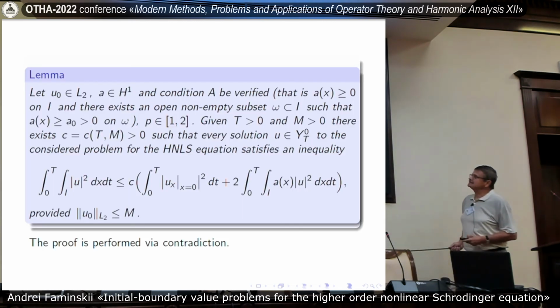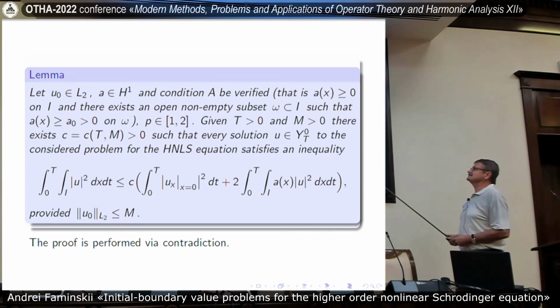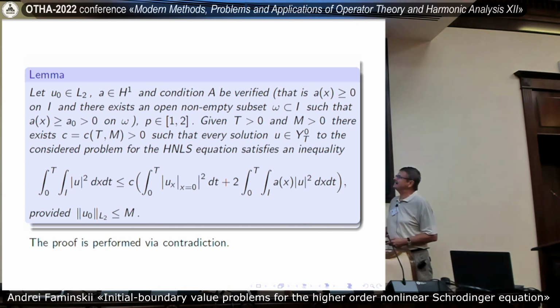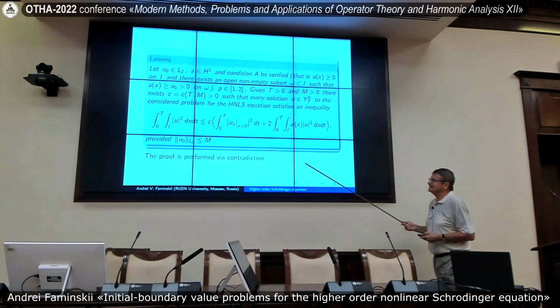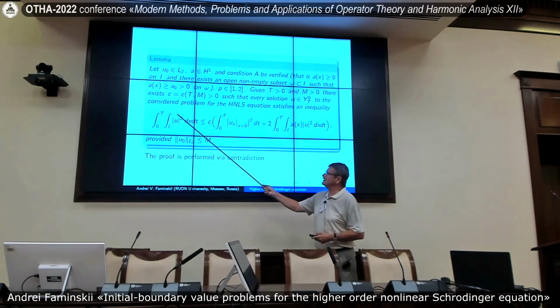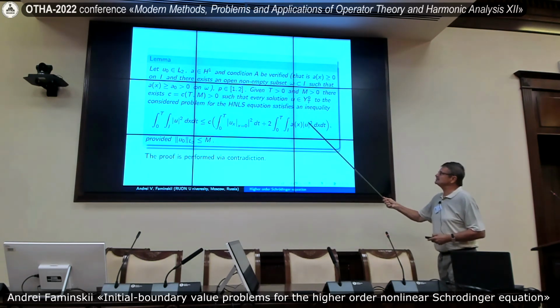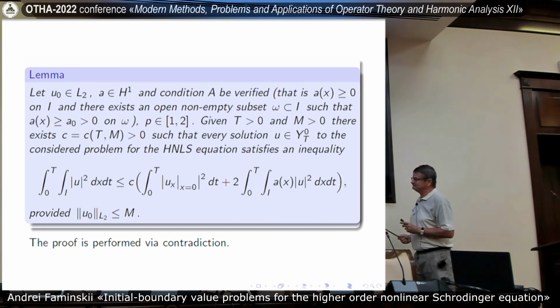After that, with the use of this unique continuation principle, the following Holmgren type inequality can be obtained, and this proof is performed by contradiction. Here again, this constant C cannot be evaluated explicitly. What is the main feature of this estimate? In the left-hand side, we have the integral over the whole rectangle. Here also, but with the function a, and function a is non-zero only on the sub-rectangle.